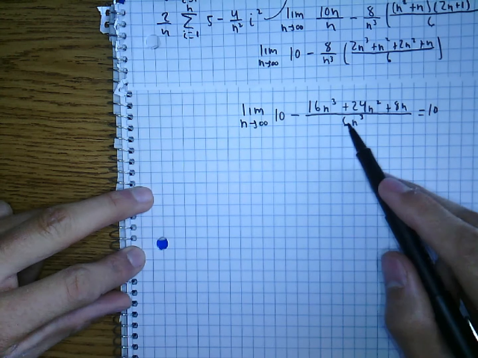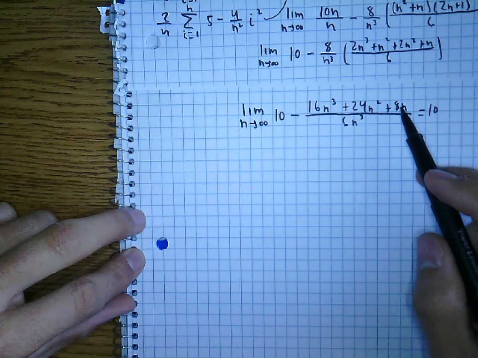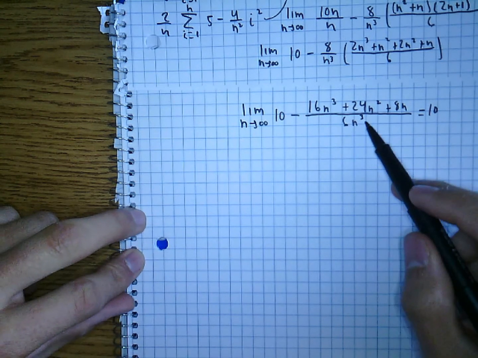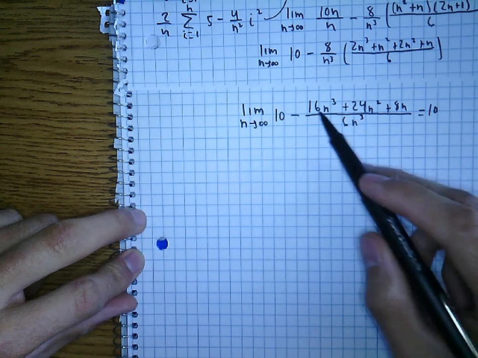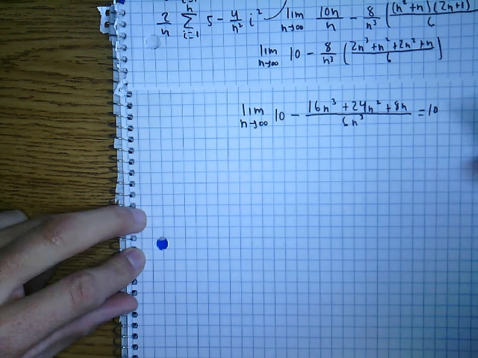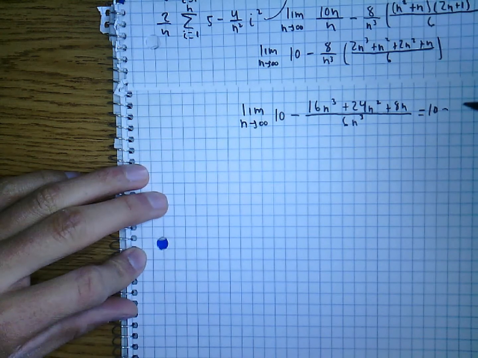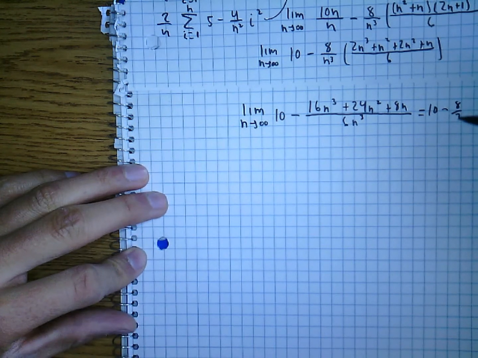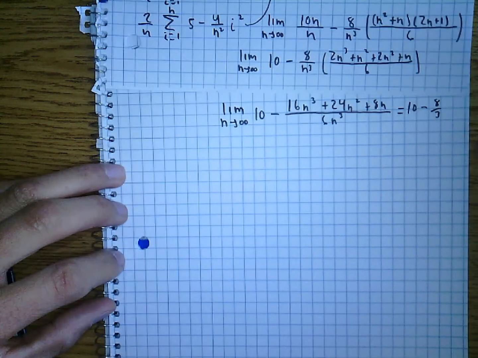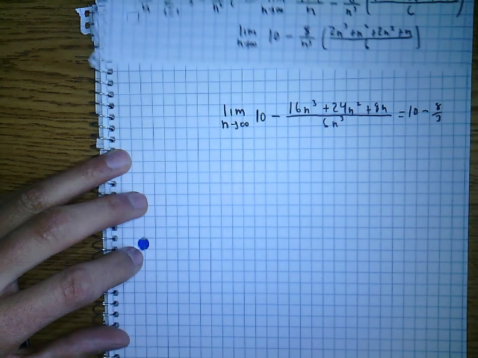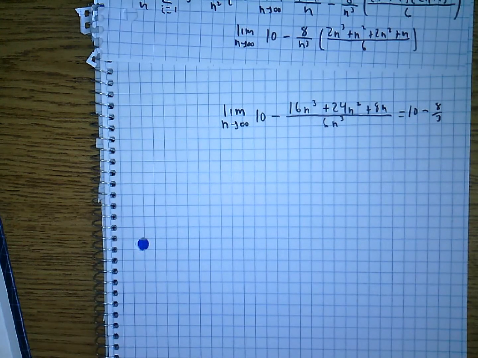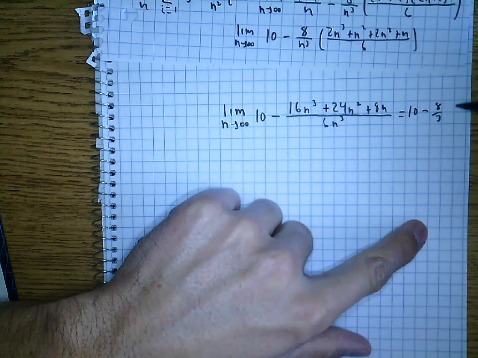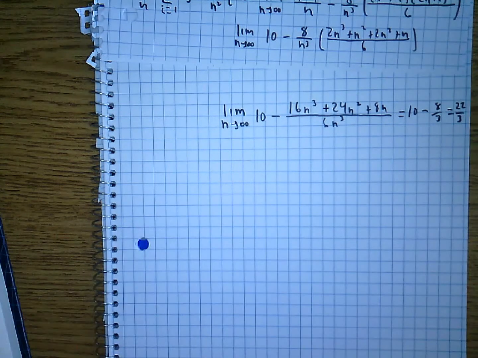I have a rational function here. I'm going to compare the exponents. So this is n to the third, and this is also n to the third, which means that I can divide the coefficients. So 16 divided by 6, that's going to give us 8 over 3. So what that means is that if I take 10 and I subtract 8 thirds, first of all, that 10 will be 30 over 3. So 30 minus 8 would have to be 22 over 3.